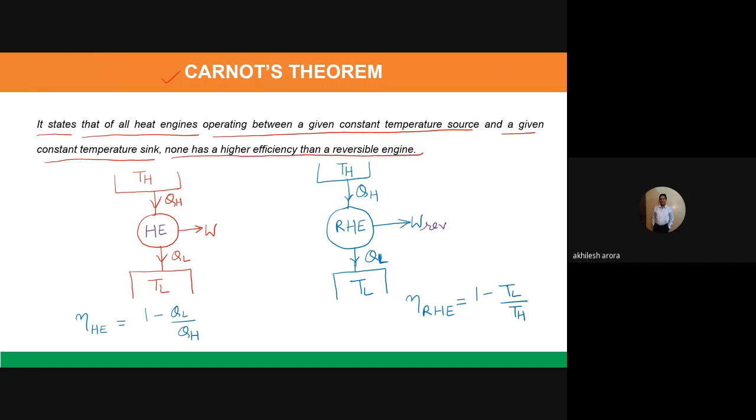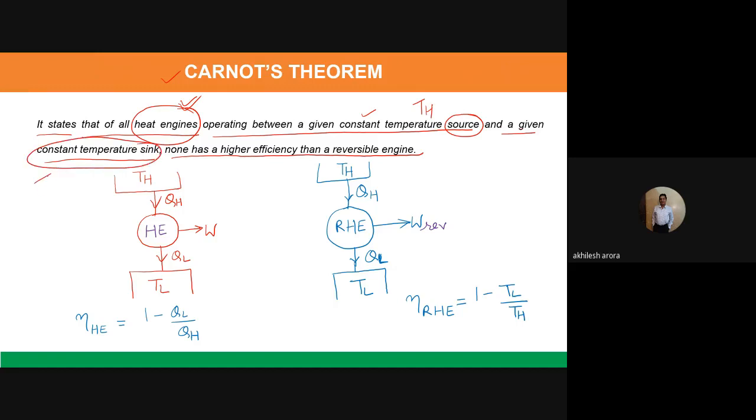So its meaning is very clear. If we have a heat engine, let us see this word we can ponder upon. Heat engine operating between a given constant source temperature, which I am calling TH, and a given constant sink temperature.